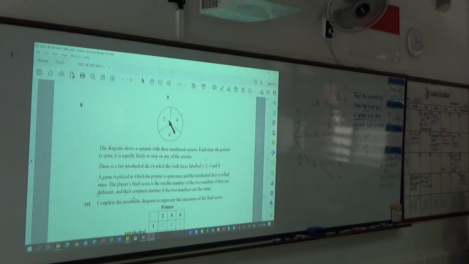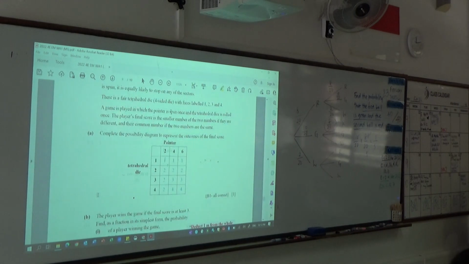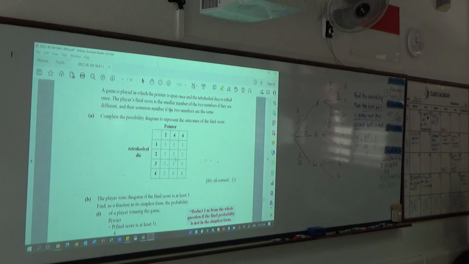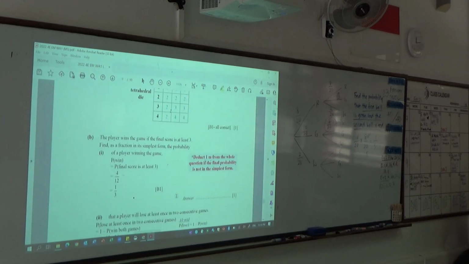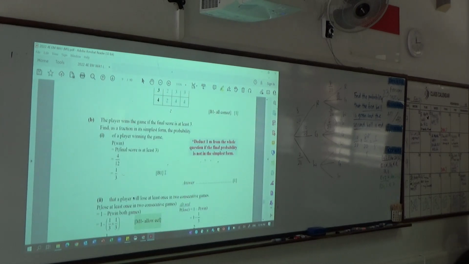Next, question 8, I think the second last question. Part A, this is how your possibility diagram looks. For part B, the answer is 1/3.